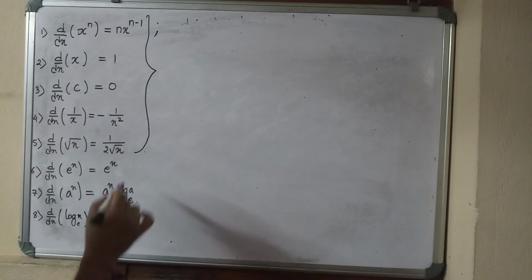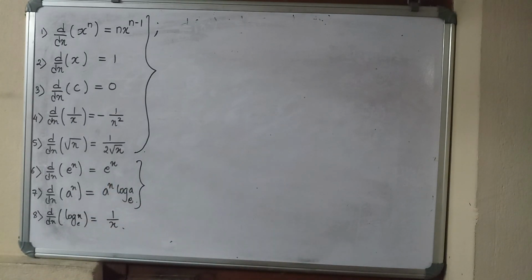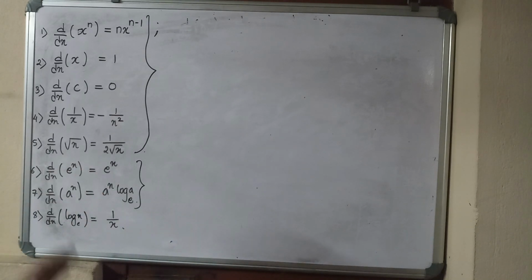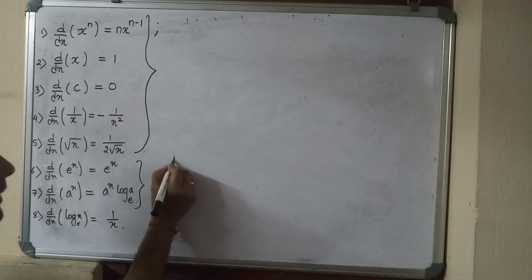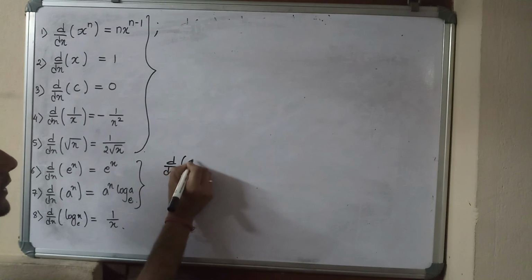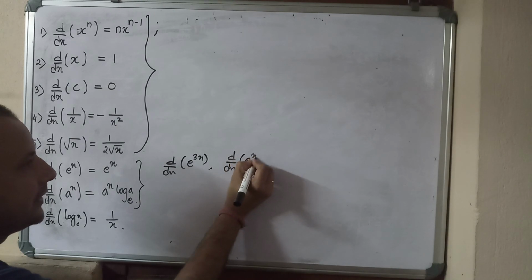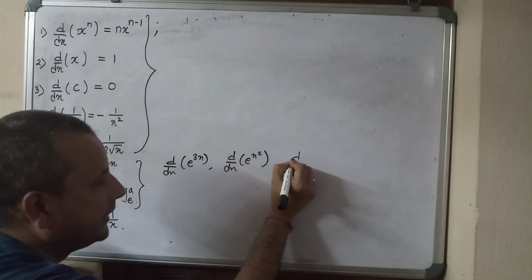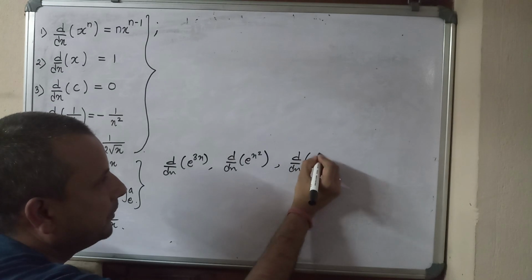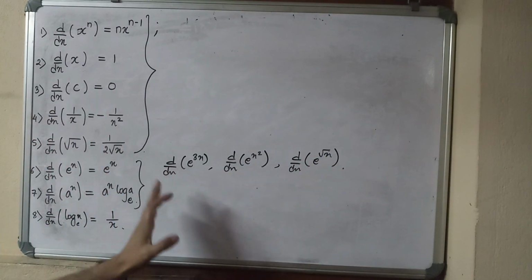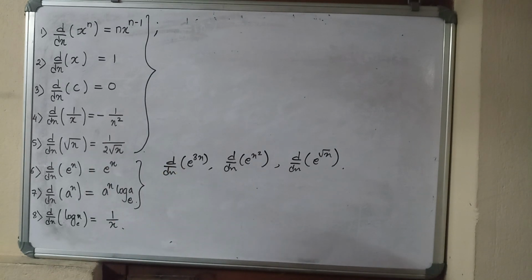Now these two functions are called exponential functions. While differentiating, dy dx of e to the power x is e to the power x. But in questions, you will get these in a different form. Maybe you will get dy dx of e to the power 3x, dy dx of e to the power x square, dy dx of e to the power root x. While solving the numericals, we will discuss these things. The exponential e will be e always in the case of derivative.